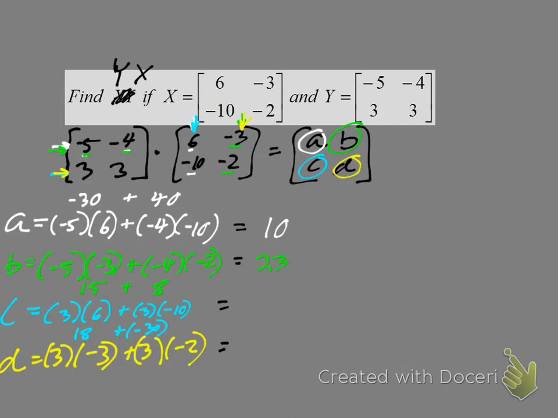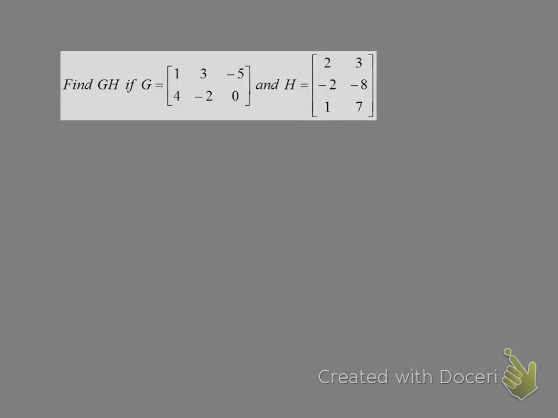So let's see. 18 plus negative 30 gives you what? Negative 12. And then D ends up being negative 15, negative 9. There you go. Then write them out: 10, 23, negative 12, negative 15.